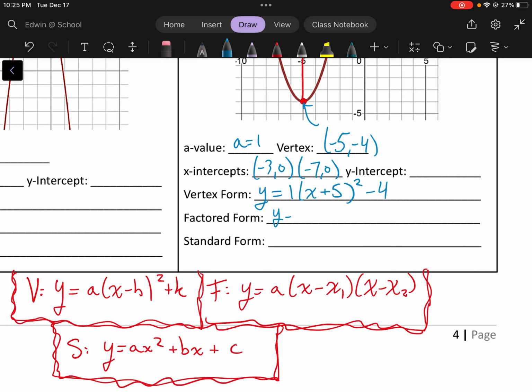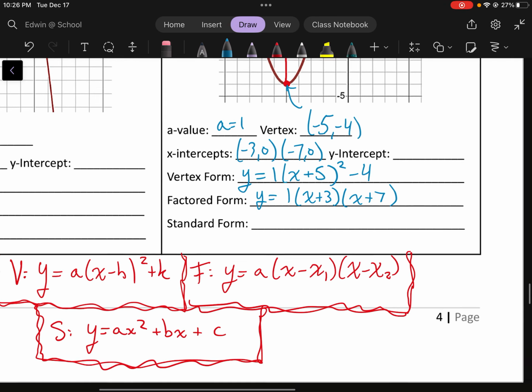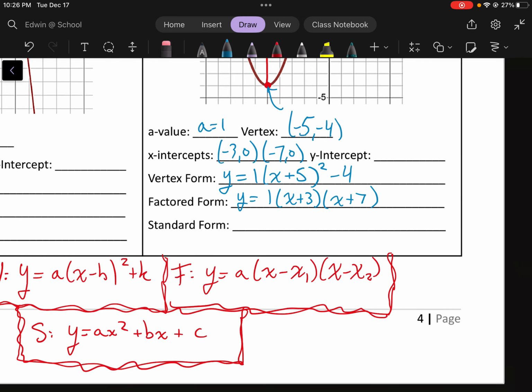And that's it. Factored form is very similar. We have y equals a, which is 1. Then we're going to do (x plus 3)(x plus 7). x1 and x2 are going to be our x-intercepts. So we have a -3. We would have done x minus -3, x minus -7, which is where the plus comes from.